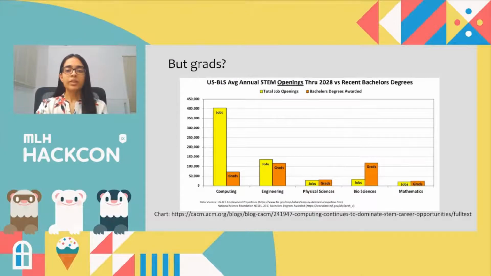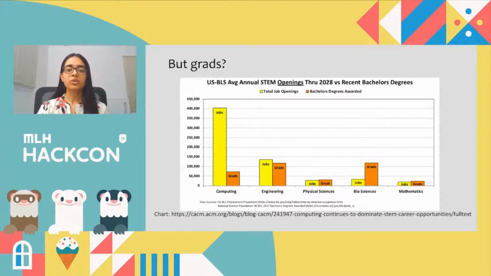However, the graph on the next slide paints an entirely different picture. This graph is also of data from the Bureau of Labor Statistics, and it shows the jobs that will be available in various STEM fields through 2028 and the bachelor's degrees that will be awarded in those fields. It shows that the number of graduates who major in computing is less than the number of graduates majoring in engineering and biosciences, even though there are a lot more jobs in computing.